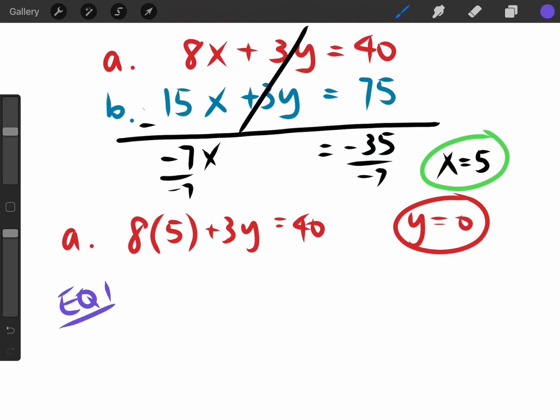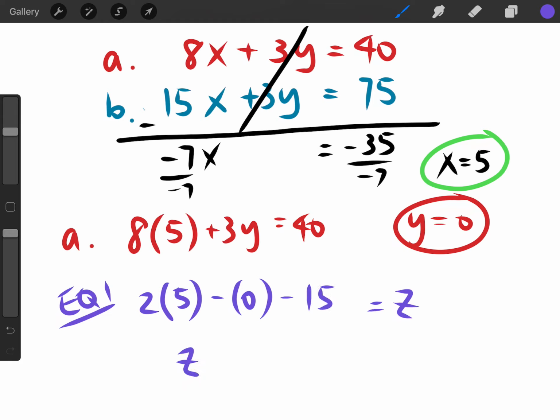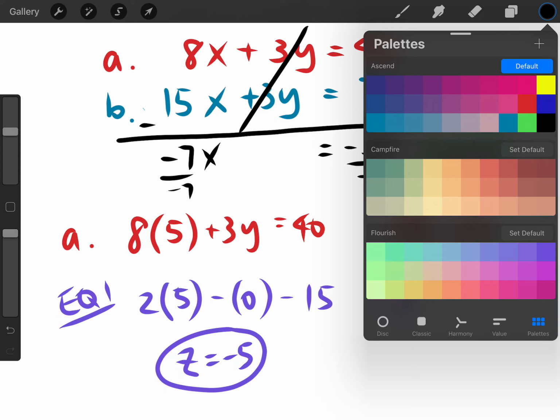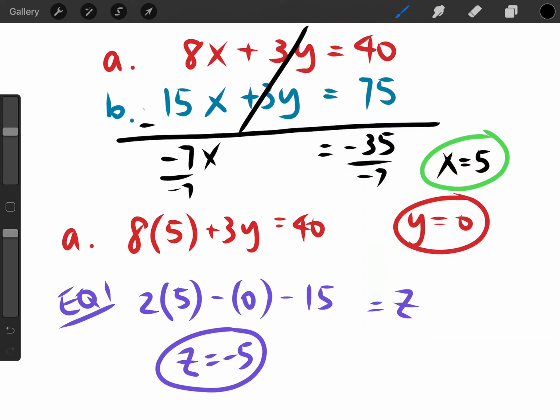So equation number 1, what I did was I had that z isolated. So it's going to be 2x, so 2 times 5, minus y, which is 0, minus 15 equals z. Go ahead and solve for z. You should get that z equals negative 5. Okay, I just solved it on the scratch paper. So you guys should do the work and then look for the actual answer. All right, so your answer is going to be, put in an ordered triple, so it's going to be 5, 0, negative 5, and that's your answer.